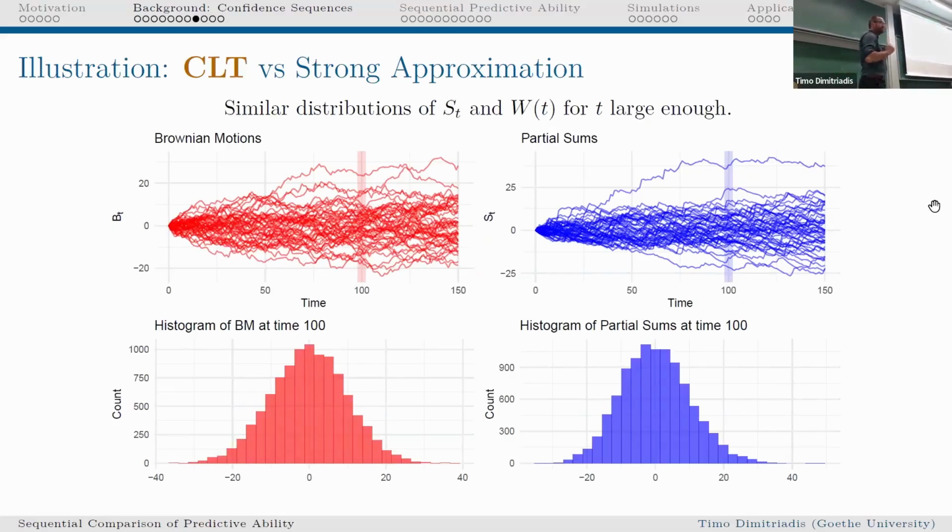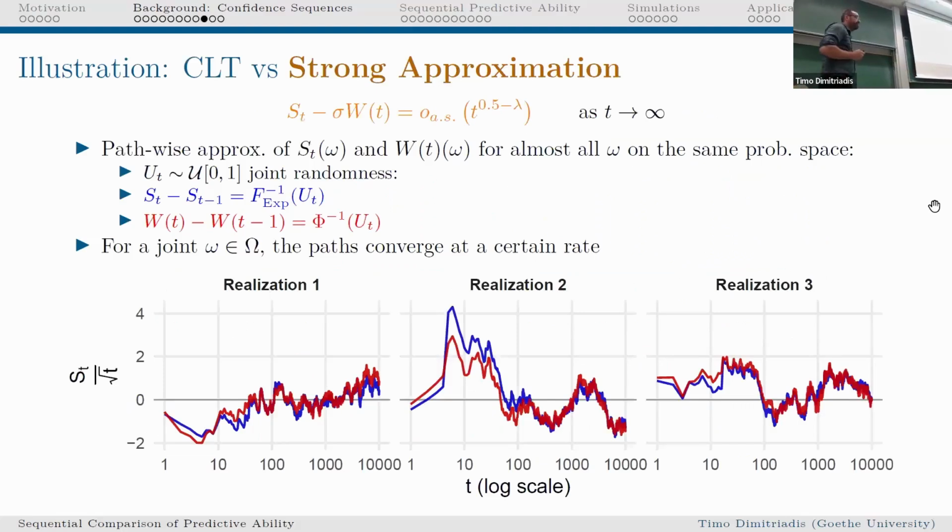Now, what's almost sure convergence? Almost sure convergence is the convergence on the path. How you can think of that is, it's on the same probability space. You have one joint randomness. So think of a uniform distribution, IID on 0, 1. Now, how do you simulate exponential data based on uniform randomness? You can simply use the inverse CDF method. So you simulate the increments of the sum process S_t as the exponential CDF inverted, and you plug in these uniform random numbers. Then you have an exponential distribution.